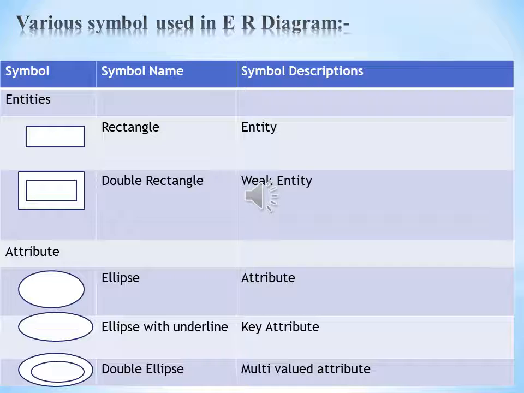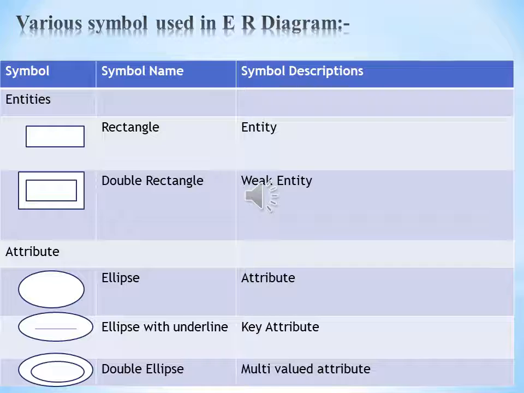Here there are multiple symbols, and the entity and attribute symbols are different. For entity symbols, first is the rectangle. A rectangle represents an entity, and a double rectangle represents a weak entity. Students, we have already learned about the entity and weak entity. The entity types are strong entity and weak entity. I have already told you about that.